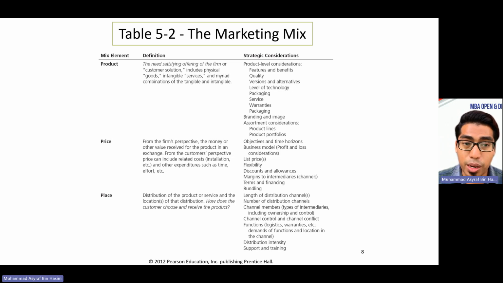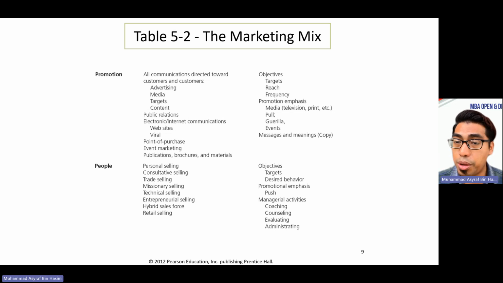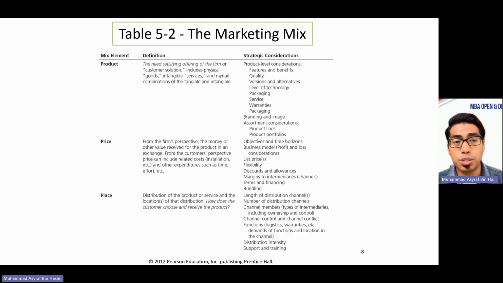Let's start with product, and then we have price, place, promotion, and then people. Product is about the product, price is about pricing strategies, and so on. Place is about logistics, about the location of the store or the organization, where the product is received, and so on. It's about the distribution channel, the marketing channel.